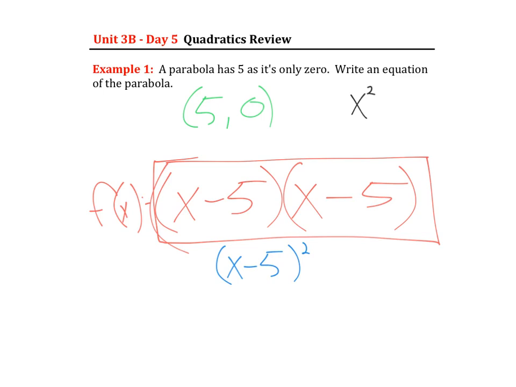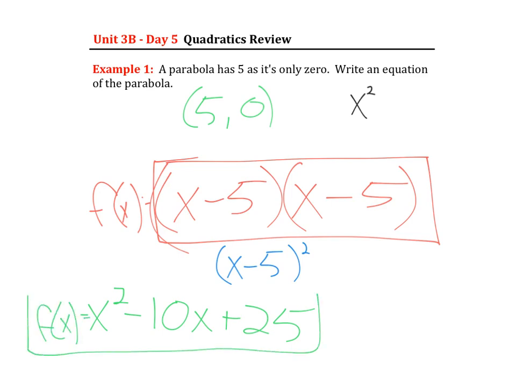If it did mandate, and a lot of times it will, standard form, this is what it would be. And this is just from distributing that thing out. So f of x equals x squared minus 10x plus 25. All right, next one.